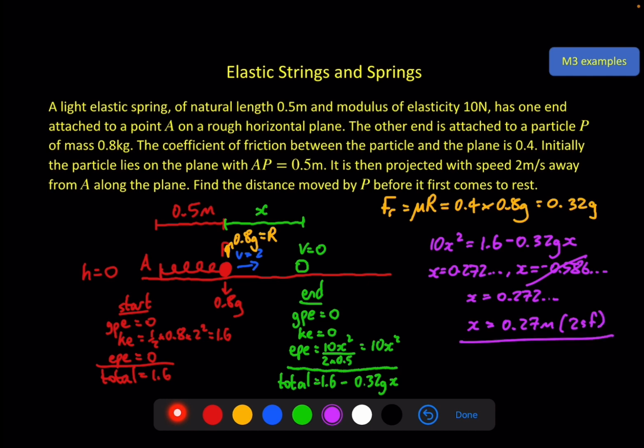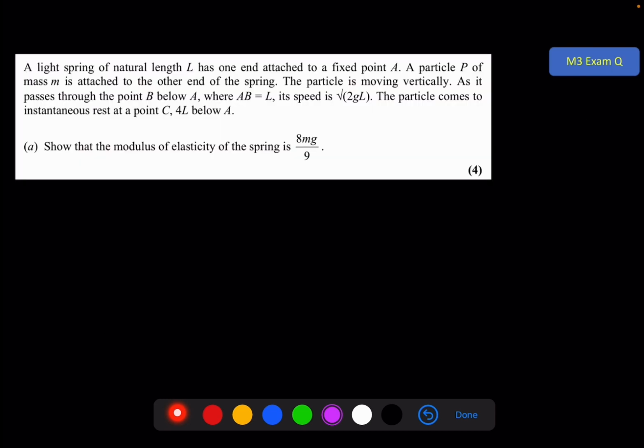That's it for the textbook questions. Now for a few exam questions. A light spring of natural length L has one end attached to a fixed point A. Particle P of mass m is attached to the other end. The particle is moving vertically. As it passes through the point B below A, where AB is L, the natural length, its speed is this. The particle comes to instantaneous rest at point C, 4L below A.